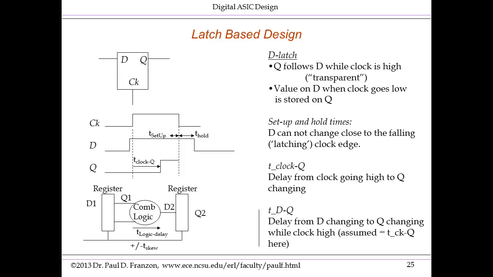Since the latching event is actually the falling of the clock, the setup and hold times are defined with respect to that falling edge. Thus we have T setup and T hold referred to the falling edge of the clock. T clock to Q refers to how long it takes from the clock going high to Q changing. But because of this transparency aspect, we also have a new parameter here, T D to Q, which is the delay from D changing during the transparency period to Q changing.